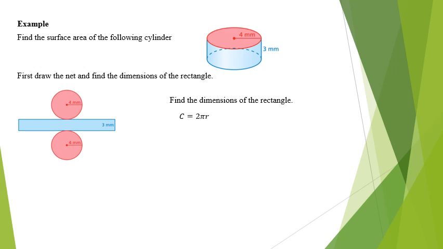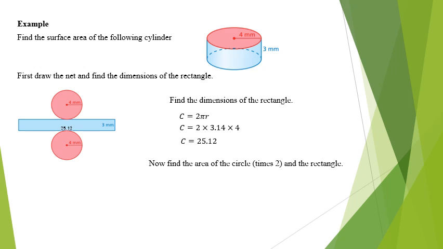So we're going to find the dimensions of the rectangle by finding the circumference of the circle, which is 2 times pi times r. So we do 2 times pi, which is 3.14, times the radius, which is 4. And the circumference of the circle, which would be the length of that rectangle, is 25.12. So we'll fill it in right there. So once we have the dimensions of the rectangle, we can go and find the area of the circle, and we're going to end up doubling that because there are 2 circles, and the area of the rectangle by length times width. So we know that the area of a circle is pi r squared.